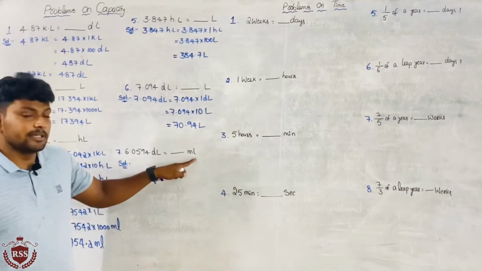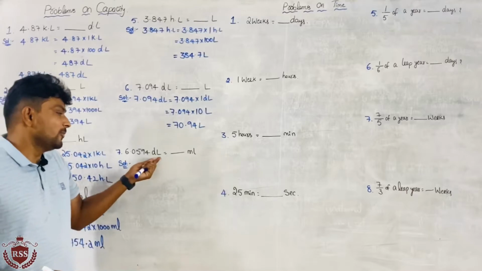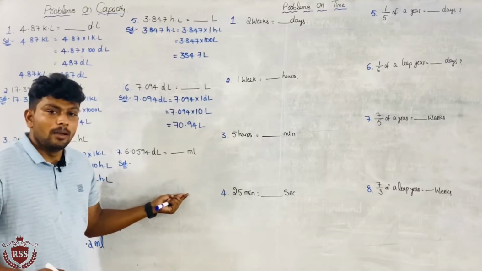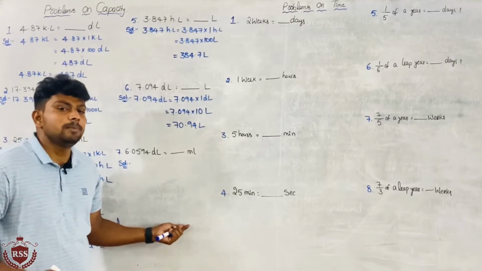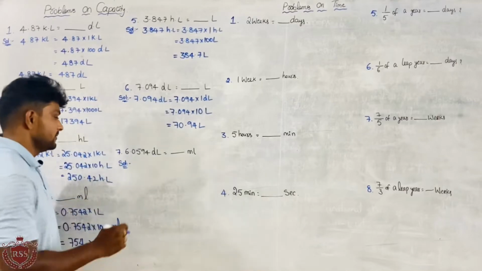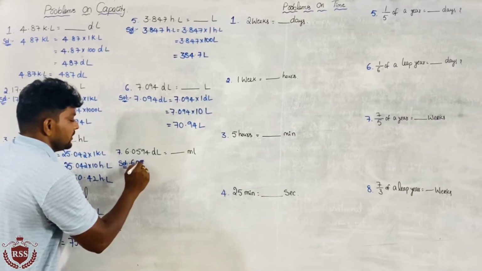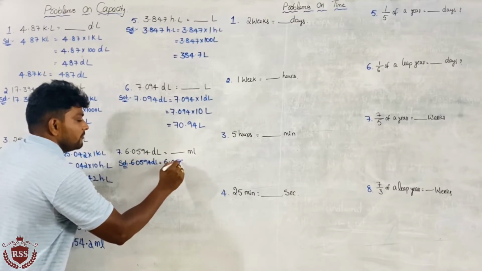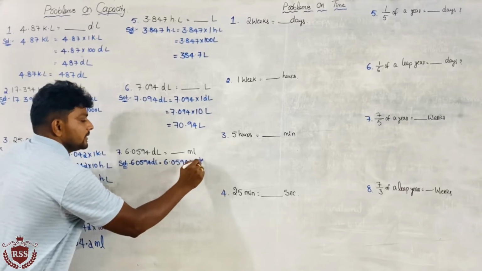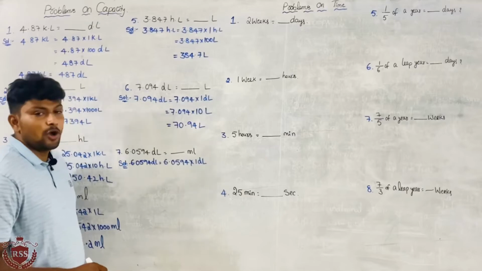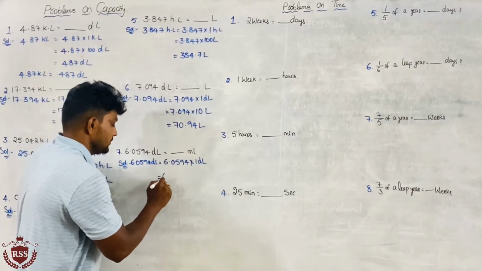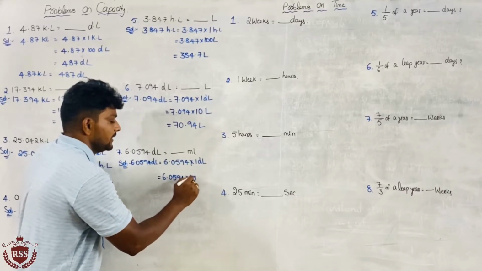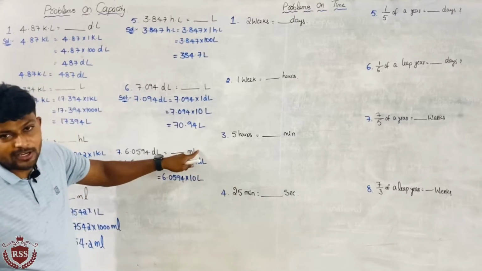6.0594 decaliters into milliliters. We don't know decaliters into milliliters directly, so we have to convert decaliters into liters and then those liters into milliliters. So we have to do 2 steps here. 6.0594 decaliters equals 6.0594 into 1 decaliter. 1 decaliter means how many liters? 10 liters. So 6.0594 into 10 liters.